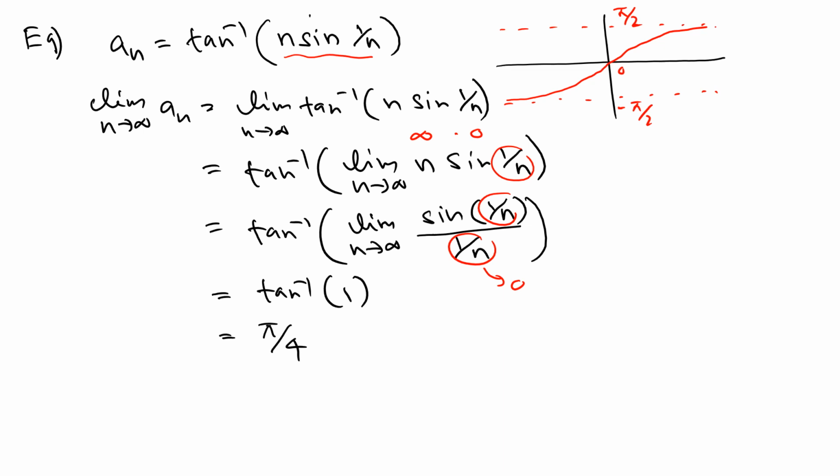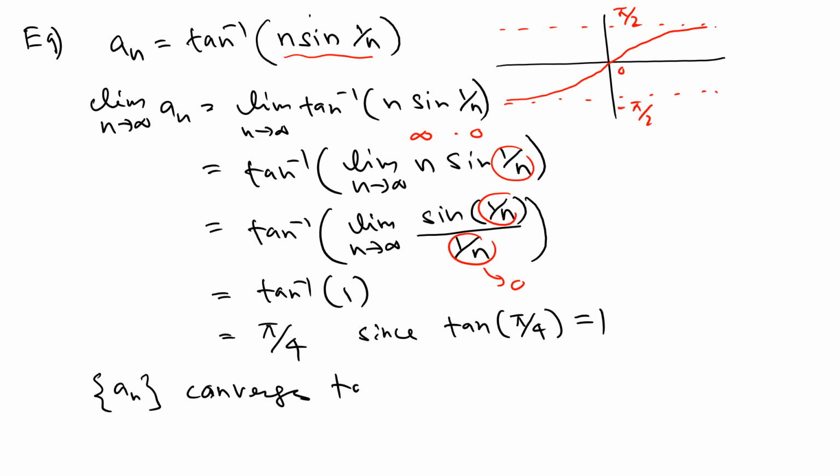The reason is, since tan pi over 4 is equal to 1, tan inverse 1 equals pi over 4. Very good. So that means the sequence a_n converges to pi over 4. Good.